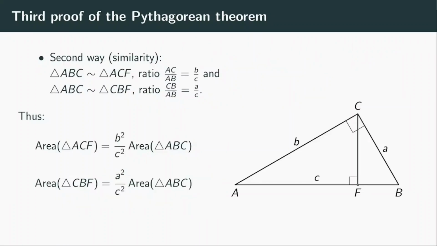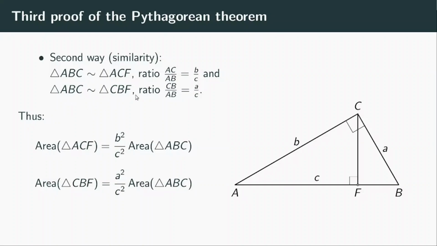Now the second way we're going to look at this is by looking at similarity. This is perhaps the slightly subtle part. The big triangle ABC is similar to the triangle ACF, the slightly smaller triangle, and the ratio between them is going to be the ratio of the hypotenuses. The hypotenuse of ACF has length b, and the hypotenuse of ABC has length c. So the scaling ratio between them is the ratio of the two hypotenuses, b over c.